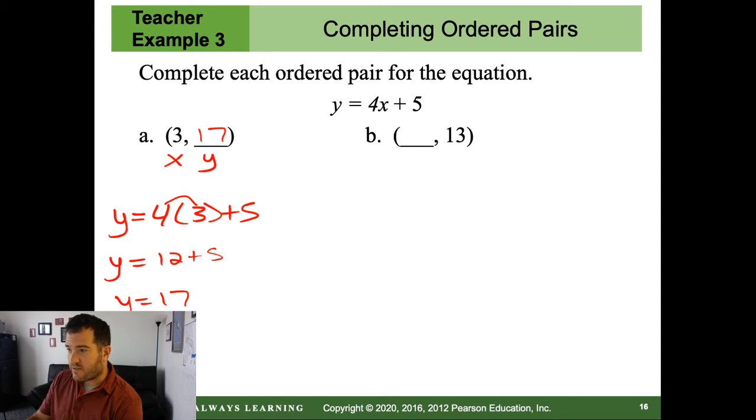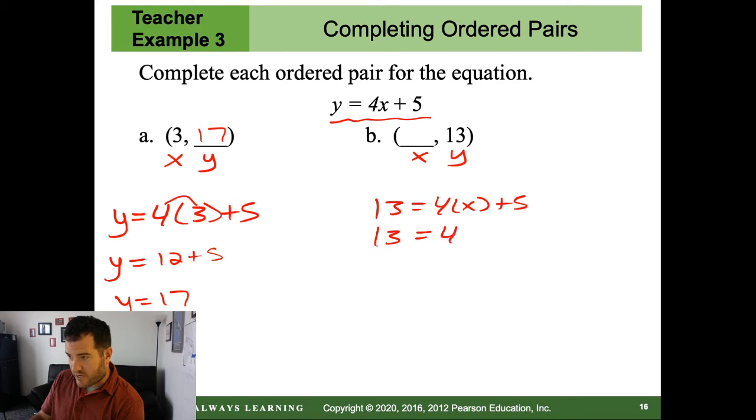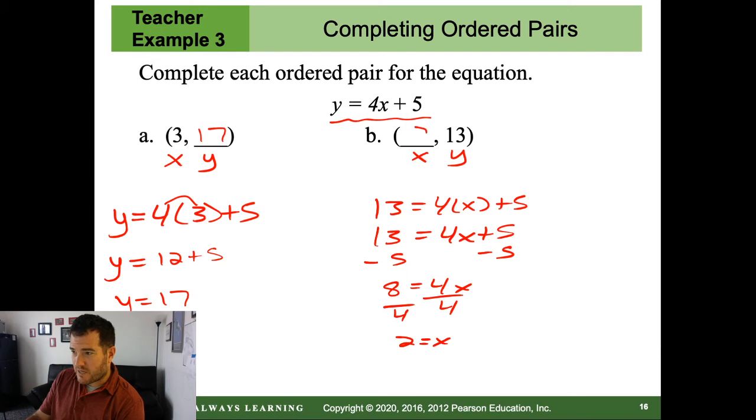Similarly here, this is my x, this is my y. Using this equation, I get 13 is equal to 4 times x plus 5. So then I've got to think about the last chapter, right? First thing is a little review. Subtract 5. I get 8 is equal to 4x. Divide both sides by 4. I get 2 is equal to x. So then up here, I'm going to plug in a 2.